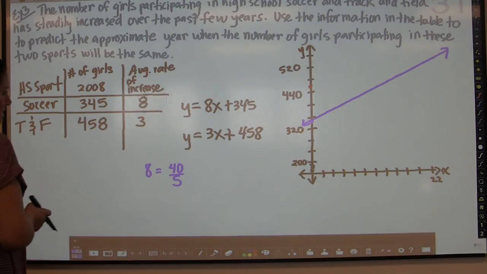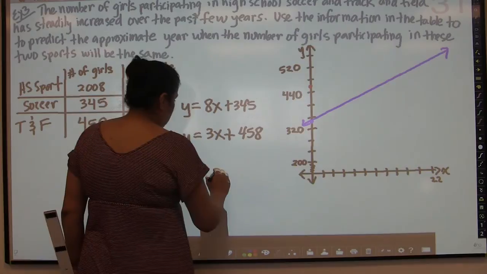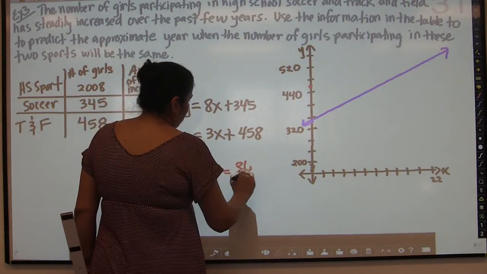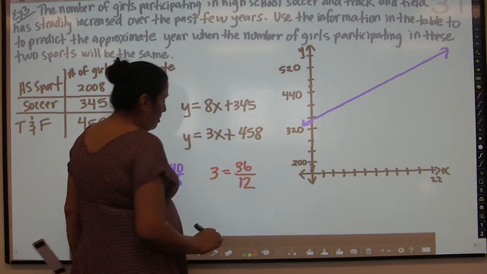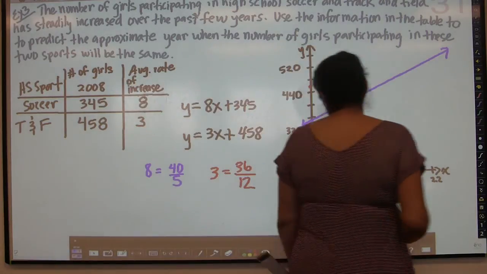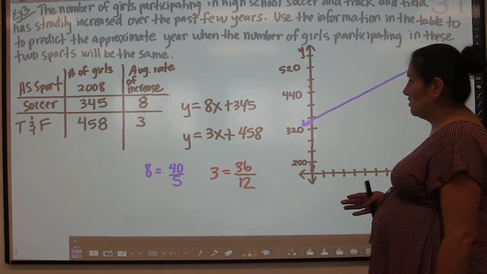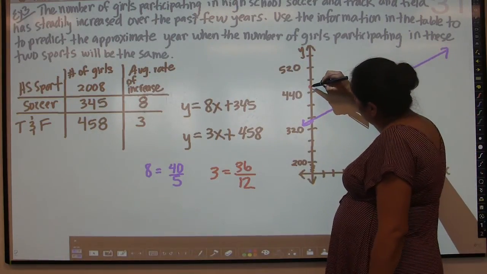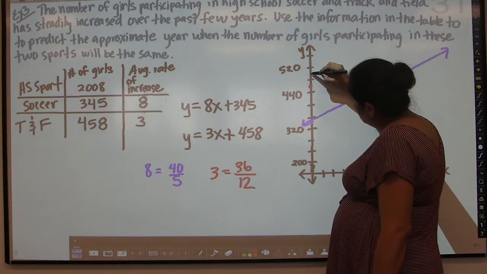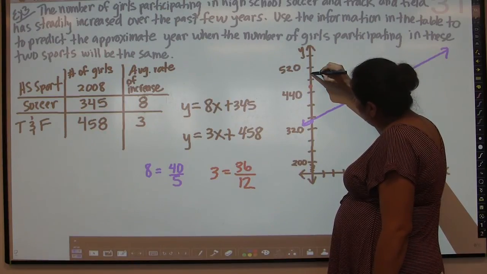I'm going to go up by 36. I'm going to say the slope of 3. If I go up by 36 and divide it by 12, that's going to be 3. And the reason why I chose 36 is because it's close to 40. So from here to right about here would be me going up 40. But I don't want to go up a full 40, so it'll be a little bit lower than that.